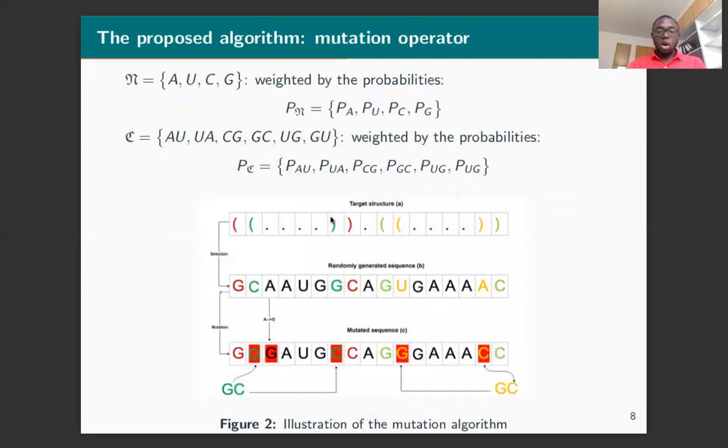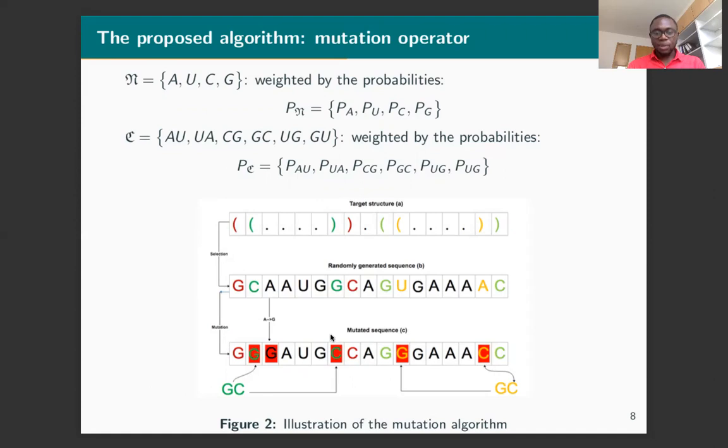So one of the main cores of our algorithm that we propose here is the mutation operator. Here we propose a simple mutation operator that relies on two main parameters: the probability distribution of the nucleotides, and the probability distribution of canonical base pairs, or possible base pairs, for RNA sequences to form.